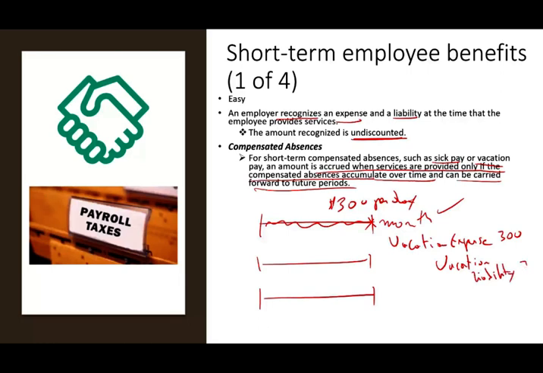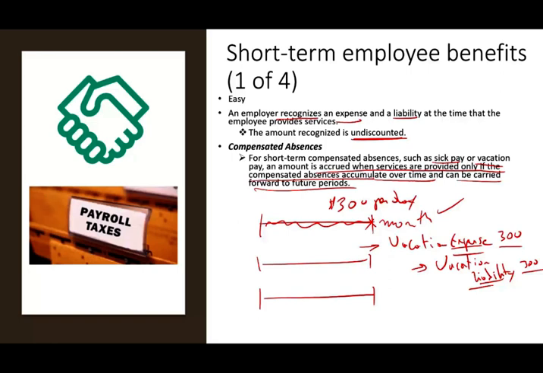It could be just salary liability, $300. So simply put, as you earn your vacation, after you have worked that month, you have earned one day of vacation, you're getting paid $300. We debit an expense, credit a liability. That's assuming that your vacation time is accumulated and vested.